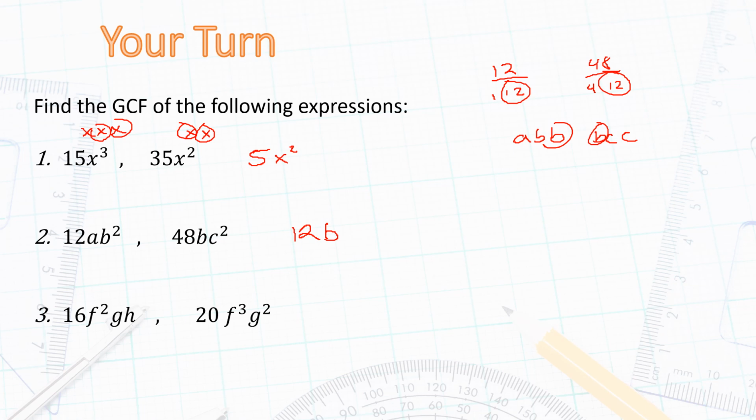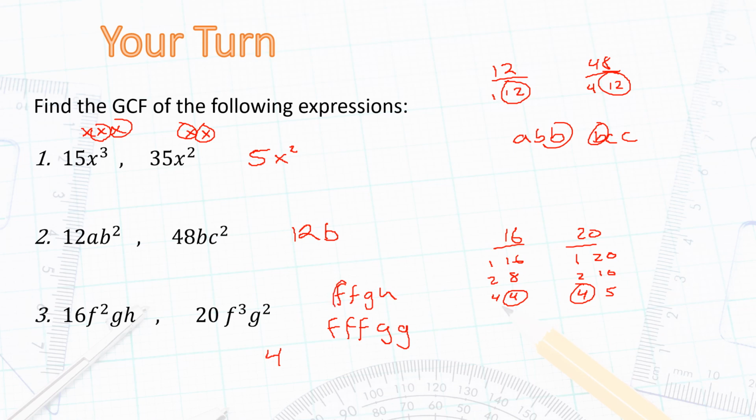And then for number 3, 16f squared gh. So we need 16 and 20. So 1 and 16, 2 and 8, 4 and 4, 1 and 20, 2 and 10, 4 and 5. So 4 is my greatest common factor number-wise. And then we got f squared gh, fffgh, and we got f cubed g squared. So we got an f common to both, another f, and one g. So it'll be 4f squared g as my GCF.